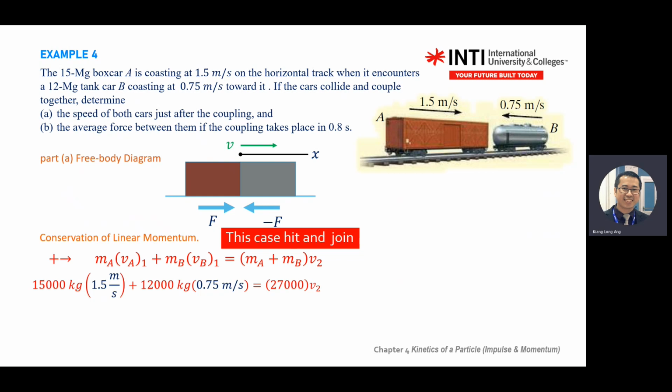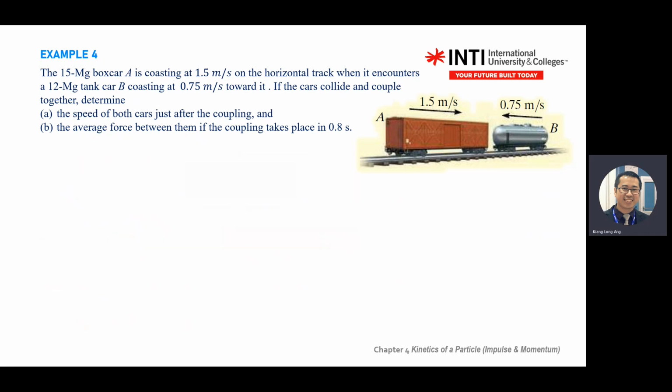Okay, work on an example that has an angle, right? If you have an angle, you focus on all the momentum in the x direction, you solve for that, and all the momentum in the y direction. Okay, you find your V2. And then part B, the average force between them if the coupling takes place in 0.8.